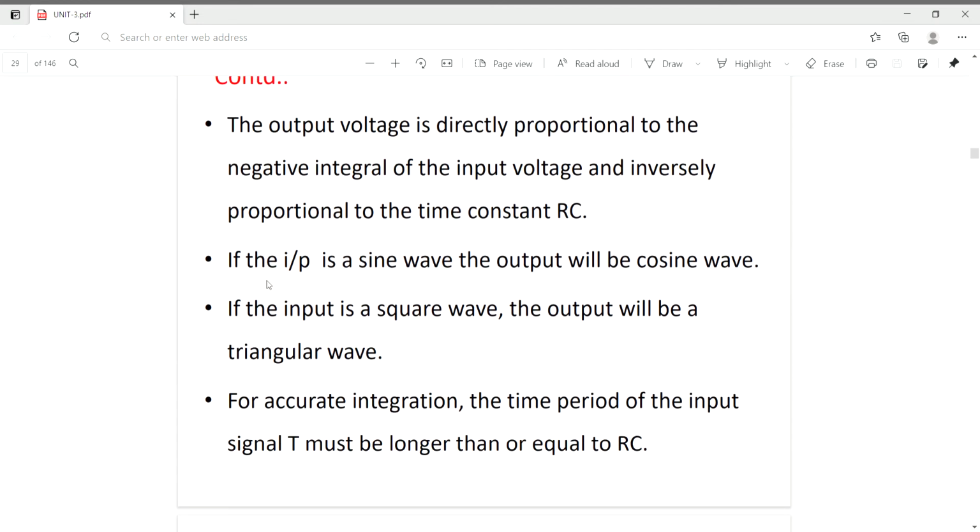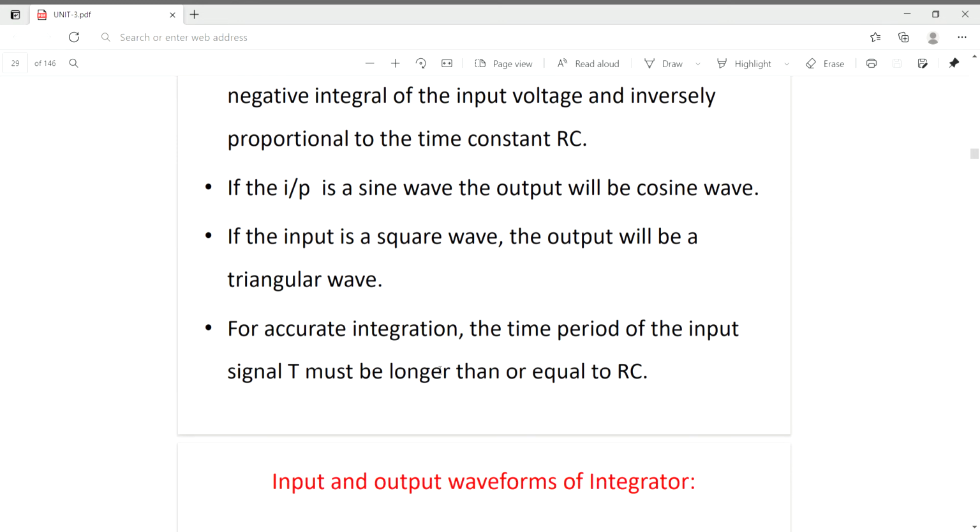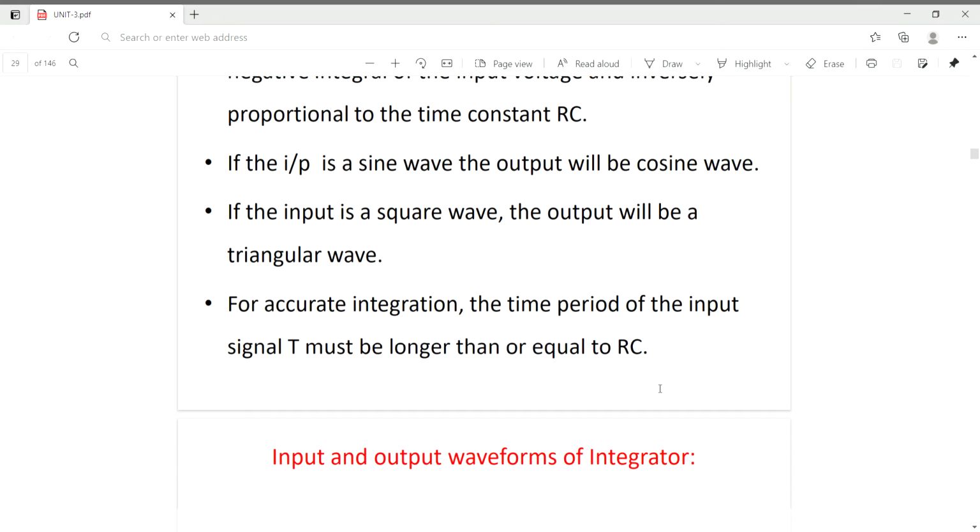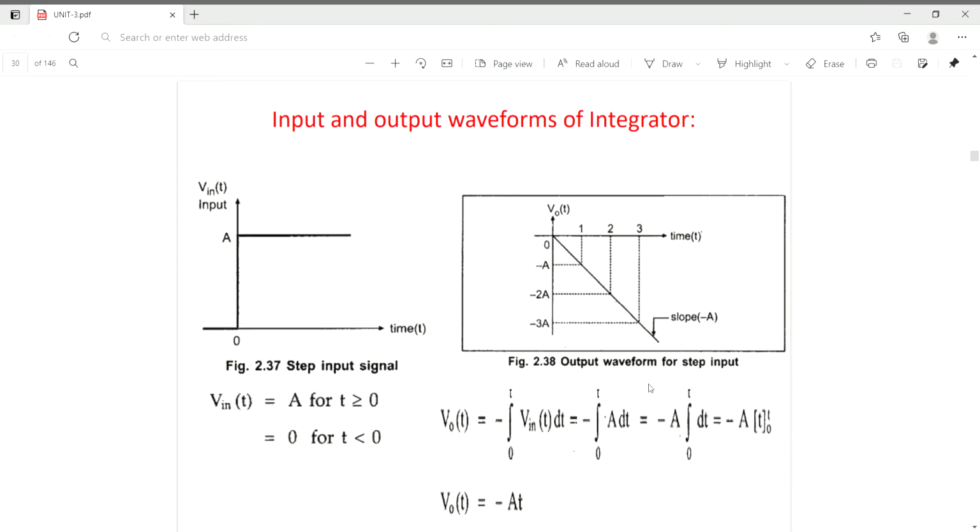So if the input is a sine wave, its integration is a cosine wave, so we'll be getting a cosine wave at the output. If the input is a square wave, the output will be a triangular wave. For accurate integration, the time period of the input signal must be longer than or equal to RC, and these are the waveforms of the integrator.